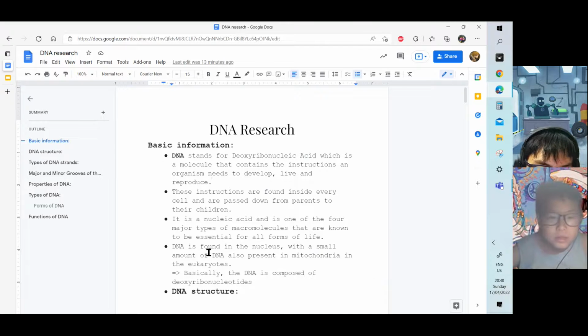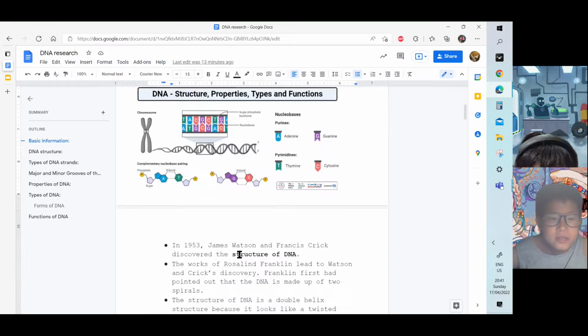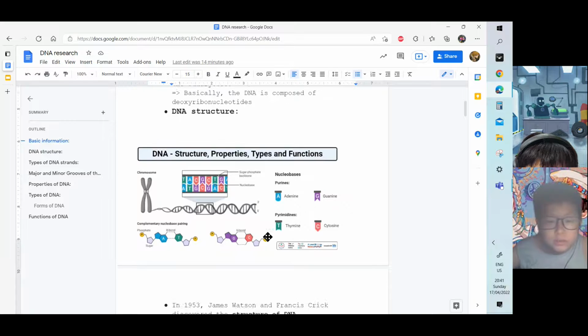It is also a nucleic acid and is one of the four major types of macromolecules that were already in the presentation. You could still read it if you want to. So of course, basically, DNA is composed of deoxyribonucleotides. And one thing, DNA is found in the nucleus with a small amount of DNA also present in the mitochondria in eukaryotes. This is the picture from our presentation.